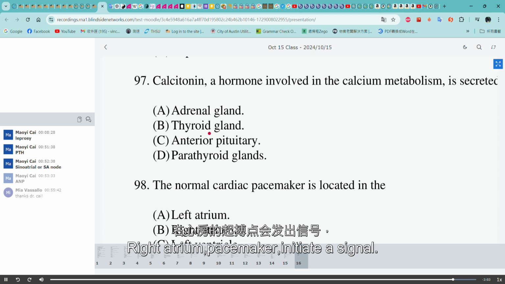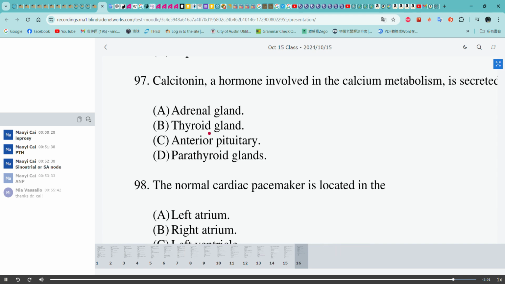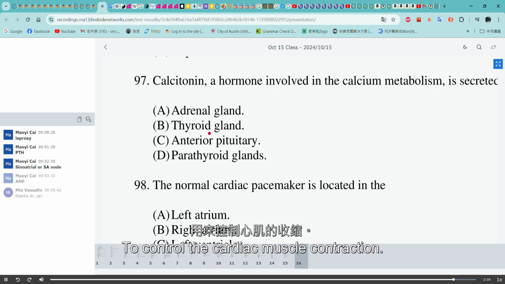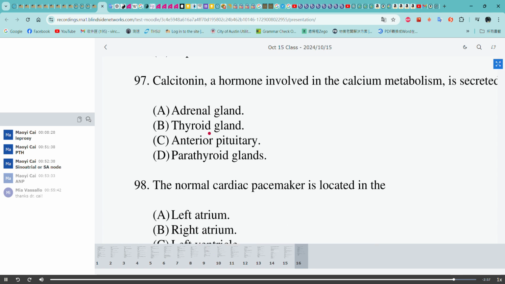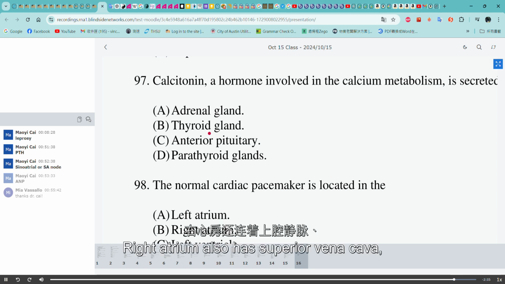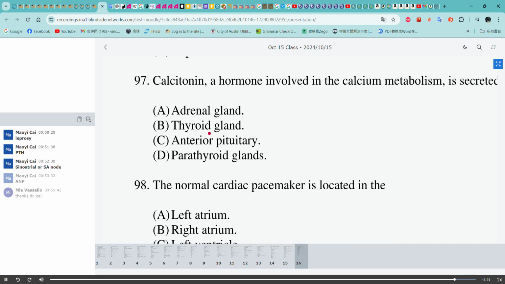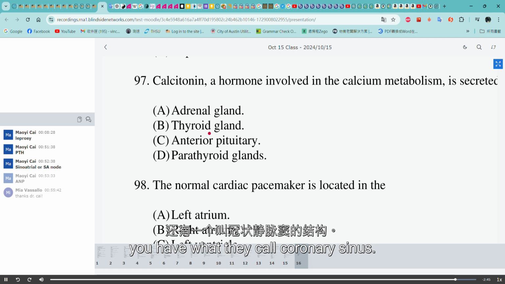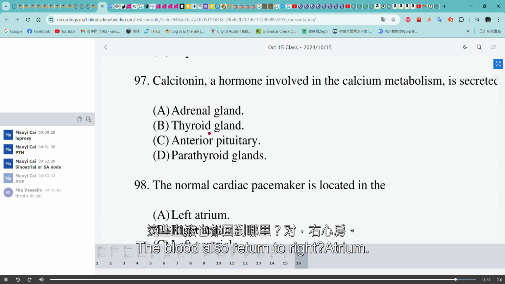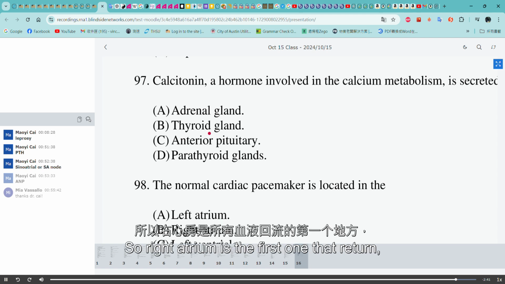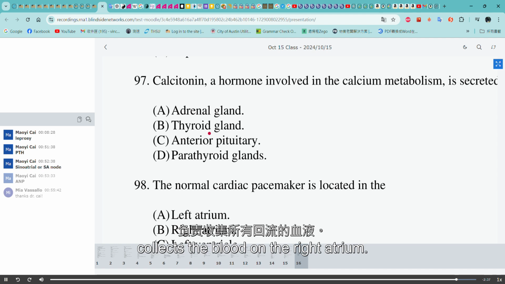Why? The right atrium pacemaker initiates a signal, which spreads down to control the cardiac muscle contraction. The right atrium also has the superior vena cava and inferior vena cava, where all the blood returns. And even from the coronary circulation, you have what they call the coronary sinus. The blood also returns to the right atrium. So the right atrium is the first one that collects the blood.